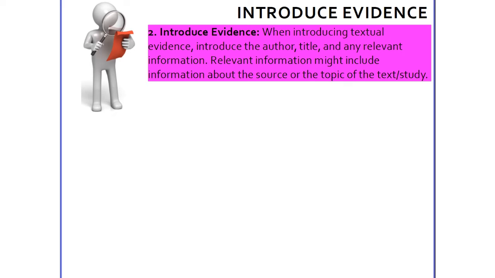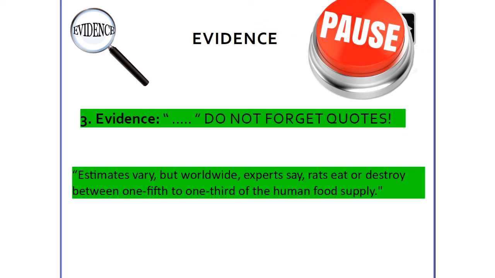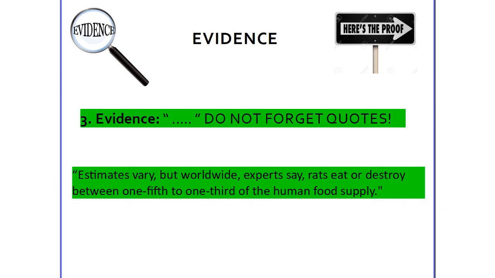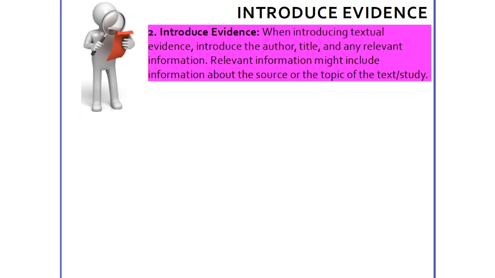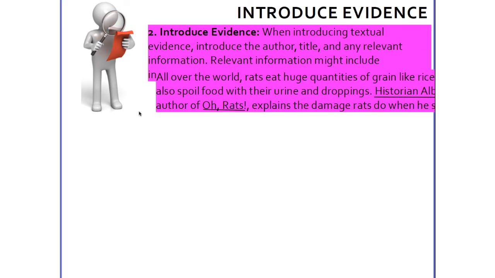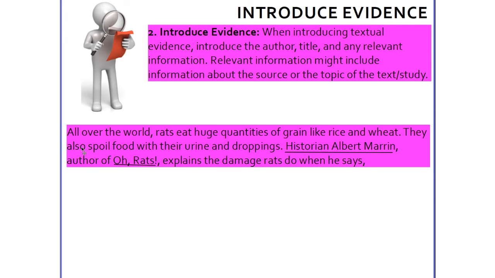Now let's go ahead and come back to our introduced evidence, which is step 2, right? So remember that when we introduce our evidence, we have to give any extra information that's relevant to the evidence that I'm going to talk about, or the author and the title. So let's look at my evidence really quick again, right? My evidence talks about rats, how they eat and destroy 1/5 to 1/3 of the human food supply. So I might want to say something about the world and how they do that. So here's how I'm going to say it. All over the world, rats eat huge quantities of grain like rice and wheat.